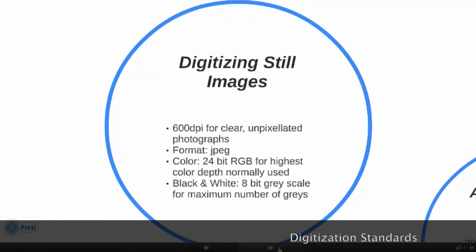For color photos, 24-bit RGB was used. RGB are the colors red, green, and blue, which mixed together produce a broad spectrum of colors. 24-bit color is also the highest color depth typically used. The palette contains 16,777,216 colors, which is about the number of colors the human eye can distinguish.